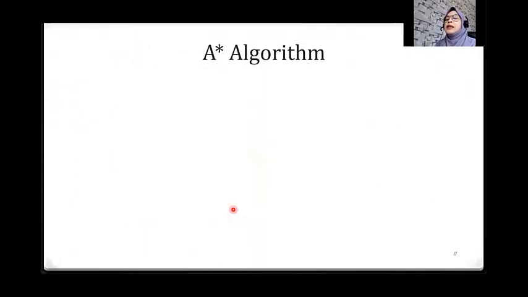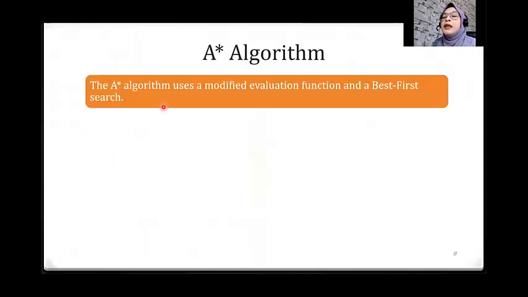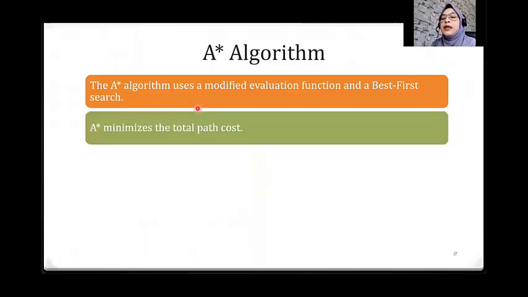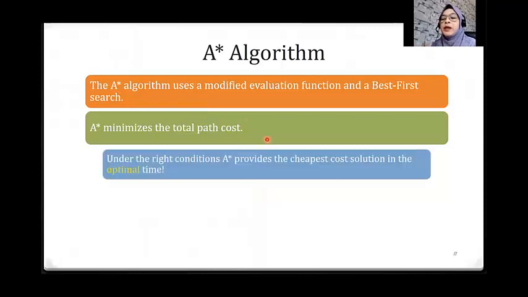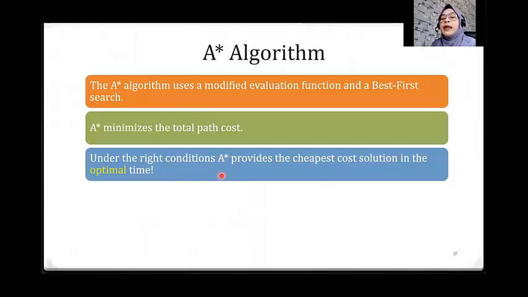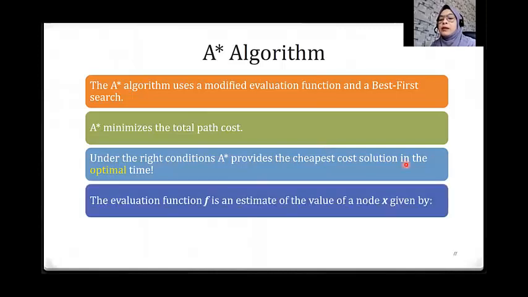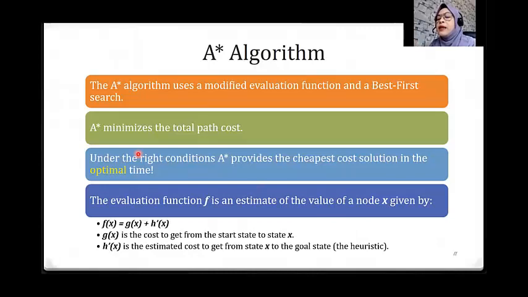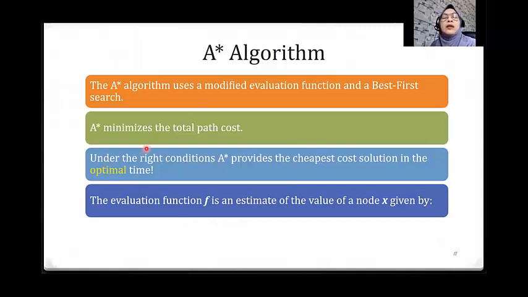So let's see the A-star algorithm. The A-star algorithm uses a modified evaluation function and the best first search algorithm. A-star minimizes the total path cost. Under the right conditions, A-star provides the cheapest cost solution, the optimal solution.